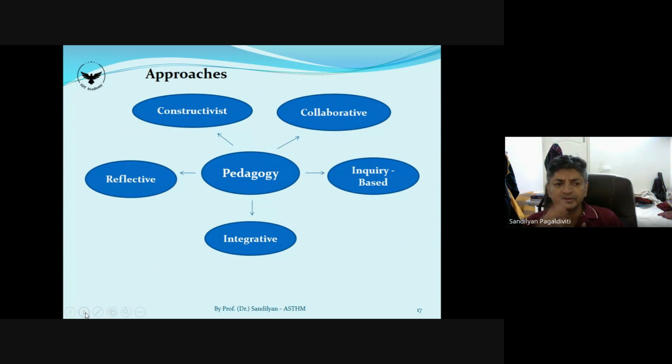This is again just giving you an input. Pedagogy has broadly five approaches. Constructivist, where you build on experiences. Collaborative, where you tend to collaborate. Inquiry based, or question answer, where you put questions and extract responses. Reflective, where you think. And integrative, where you relate some concepts and integrate these concepts to build more knowledge or information. Next.